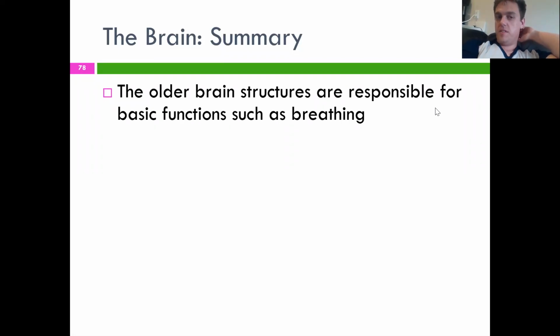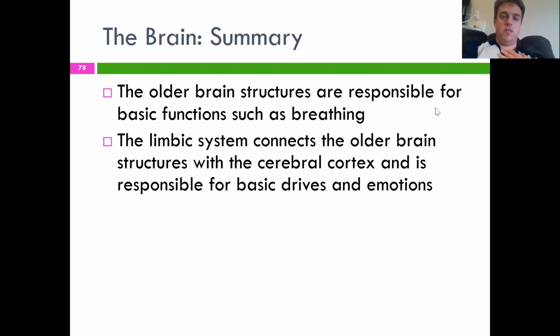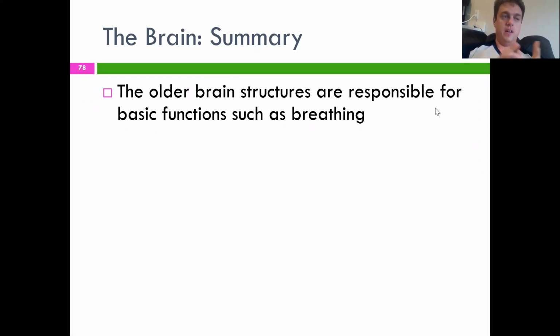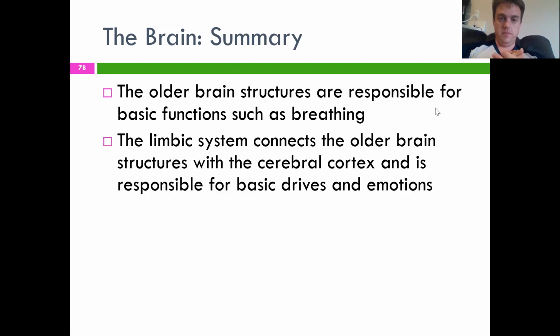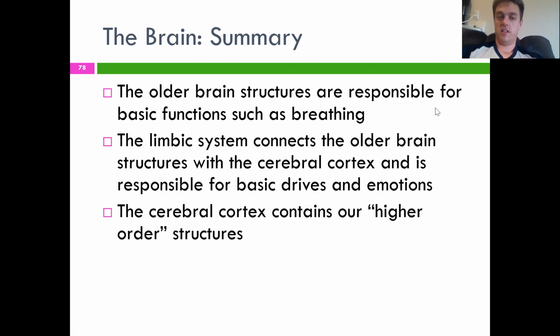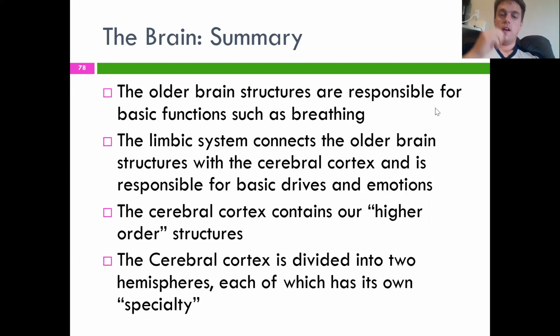So, your summaries from this lecture. The older brain structures are responsible for basic functions, things like breathing and heart rate, the most basic things you don't really have to think about. The limbic system is the middle ground between the older brain structures and the cerebral cortex and is responsible for basic drives as well as emotions, like we talked about with the amygdala. The cerebral cortex contains our higher order structures, and so more complex things: perception, thinking, speaking, planning, inhibition, that sort of stuff. Remember, the cerebral cortex is divided into two hemispheres. Each has a specialty, the left being speech, the right being more spatially oriented.